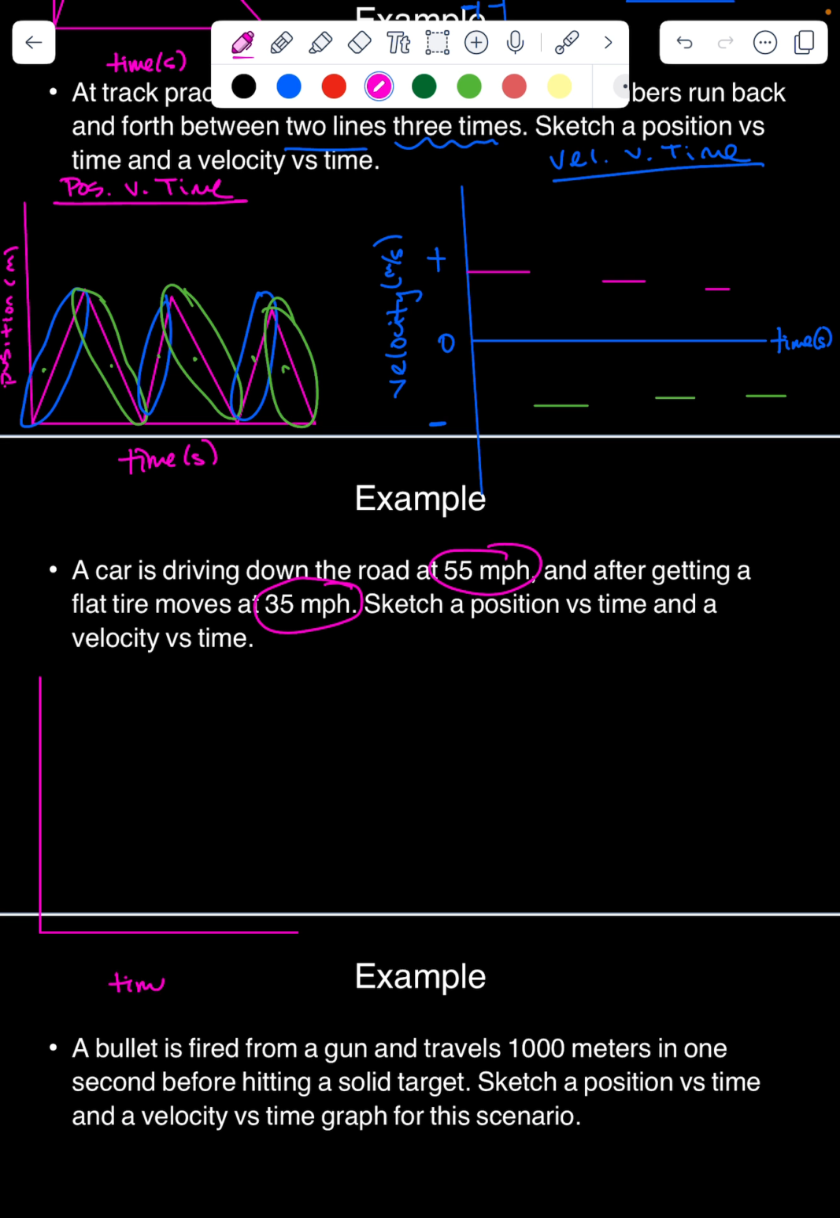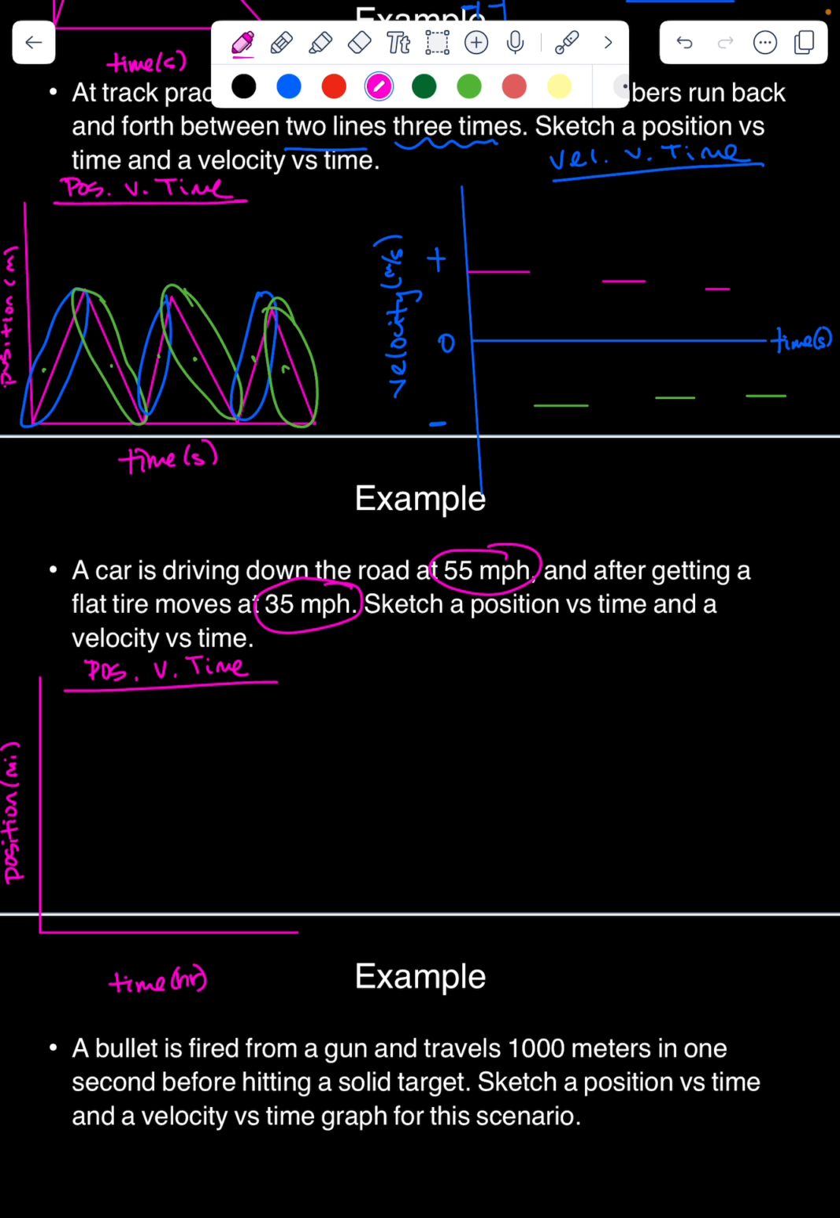So we have time on the x-axis measured in seconds. I did not give you specific times. Ooh, I just noticed a mistake on my part. Notice that our unit for our velocity is in miles per hour. So that tells us that our time is not in seconds, it's going to be in hours. Don't be like me, pay attention to those units. And then that means that our position is going to be measured in miles. All right, we're going to label it position versus time.